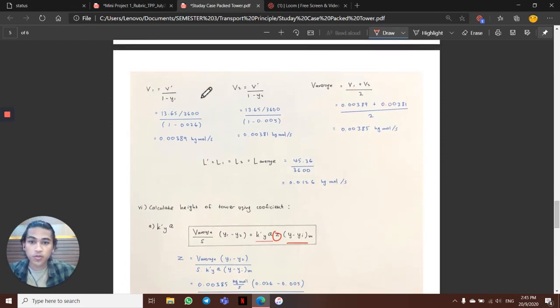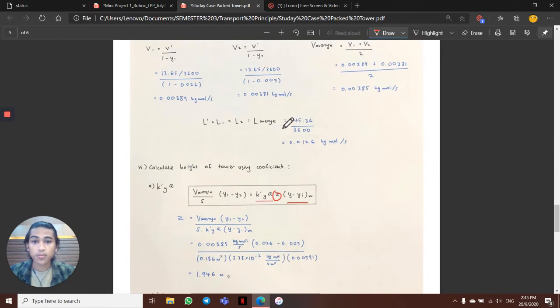So what are v1, v2 and v average? Okay, v1 is also a value that is needed in the actual formula to calculate the height. You can find this formula in the appendix to convert kg mole per hour to kg mole per second for v1, v2 and v average. V average is the average of v1 plus v2 divided by 2.